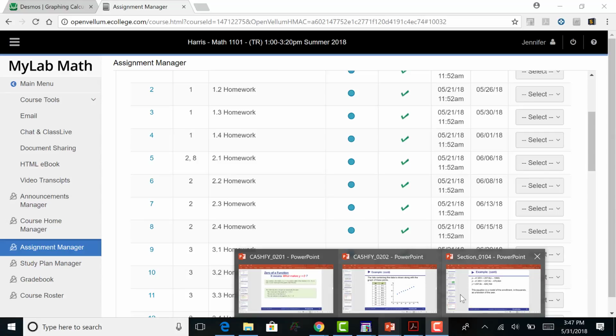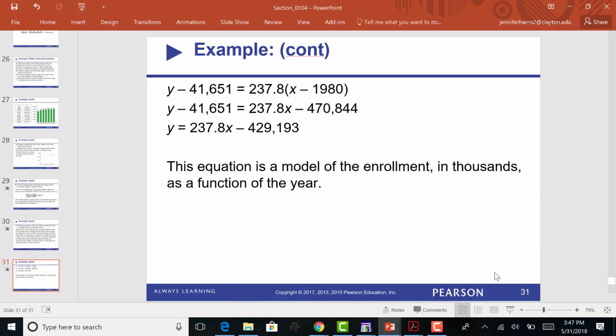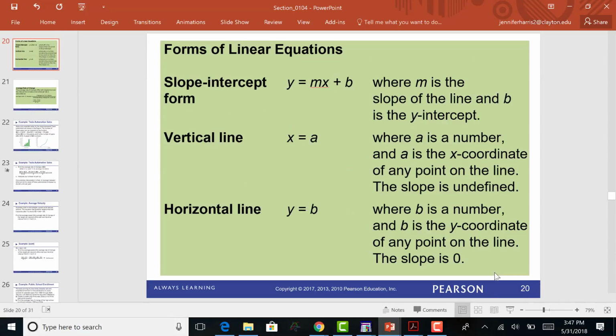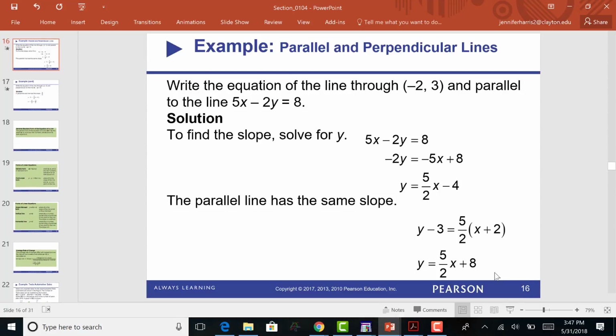All right, so we're going to finish 1.4. Somebody tell me the last slide we stopped at. What slide did I stop at? 16? All right, let me go back to it.